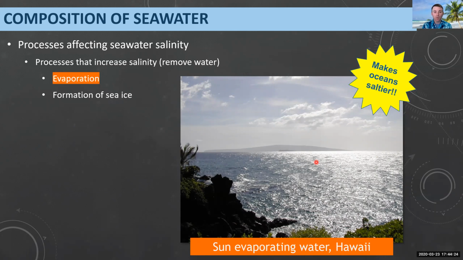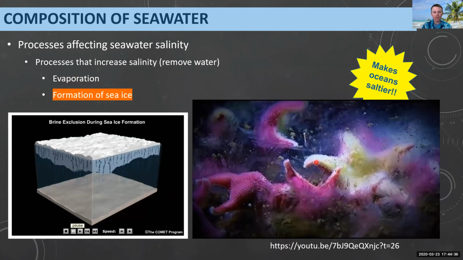When water evaporates, it's just the water that goes. It leaves all the salts behind. It leaves all those heavier atoms behind. So evaporation is one way to remove water from the equation. And then another way to remove fresh water from the equation is this formation of sea ice.